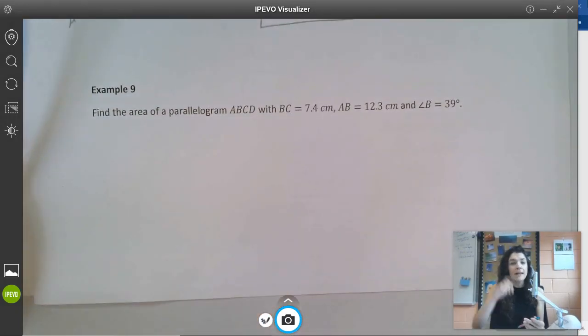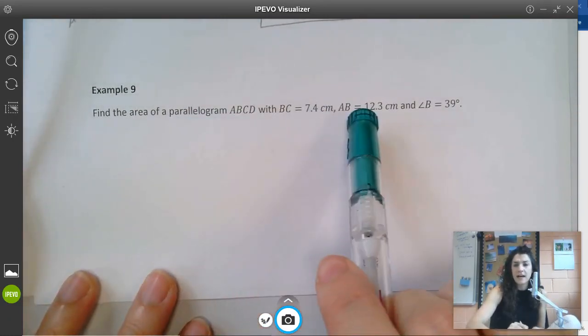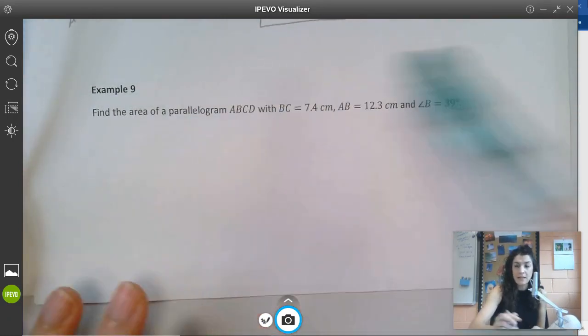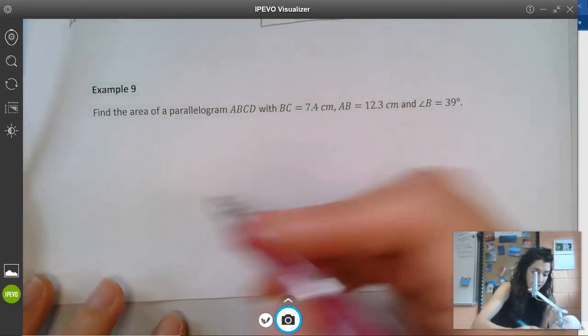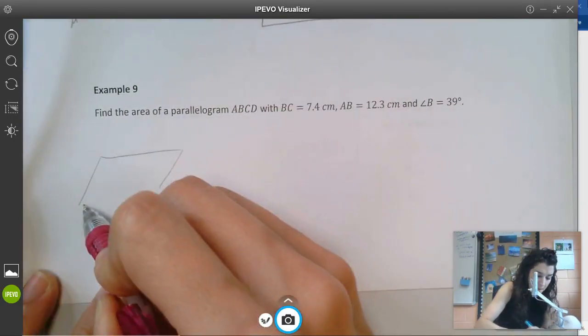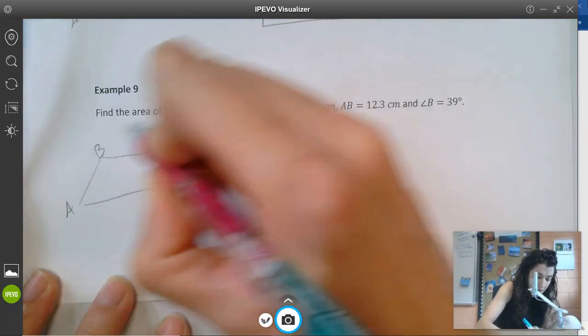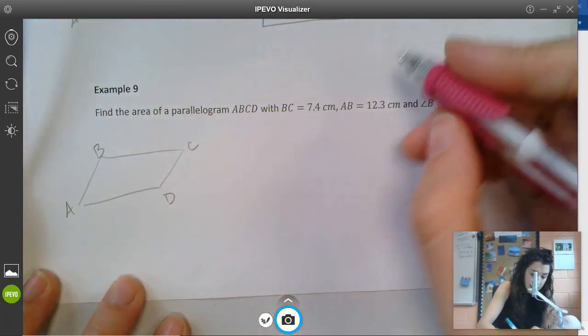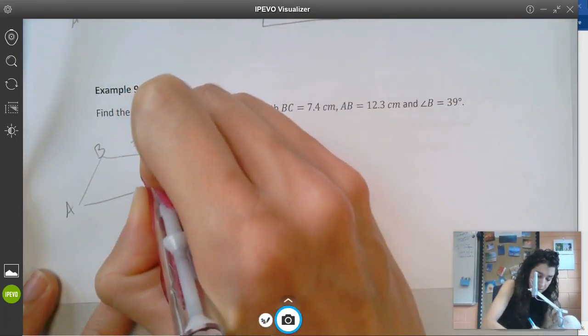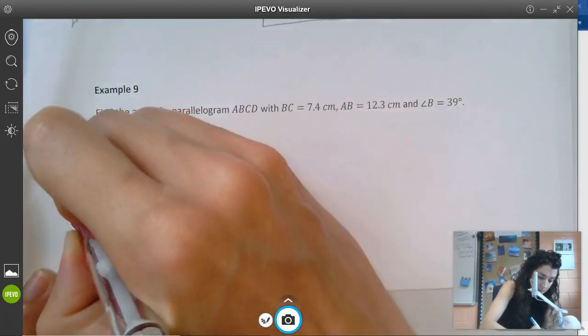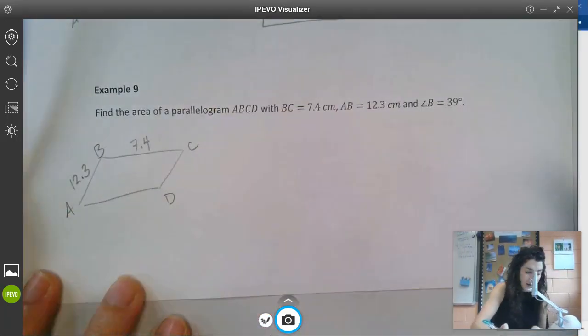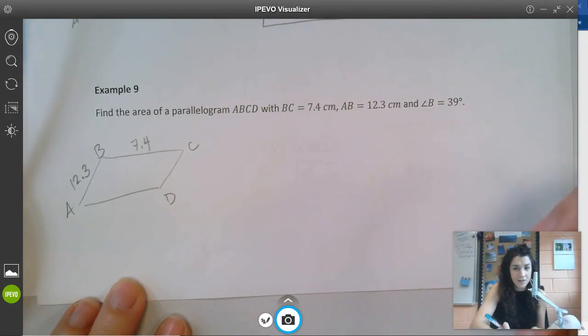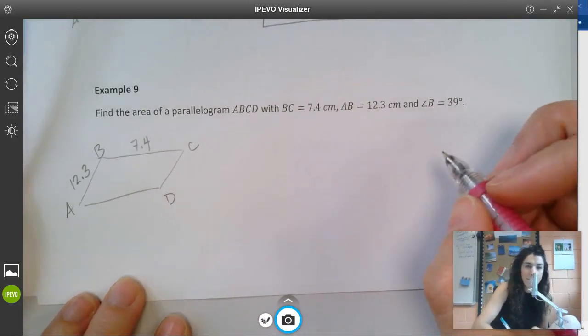Okay, we're going to find the area of a parallelogram with that and that and that. So we're talking about A, B, C, D. I'm going to draw a diagram. We'll label it A, B, C, D. None of my diagrams look correct, and I still understand the idea of it.